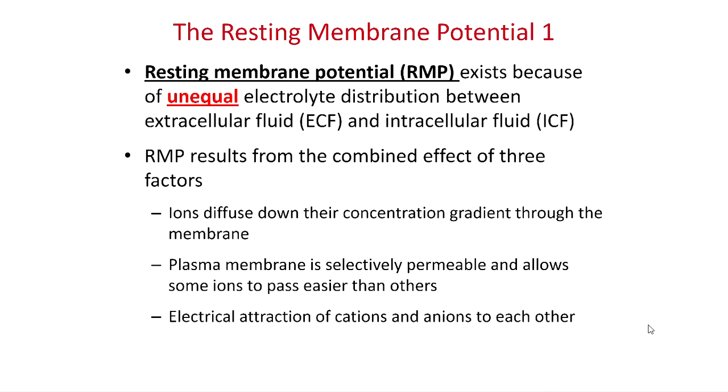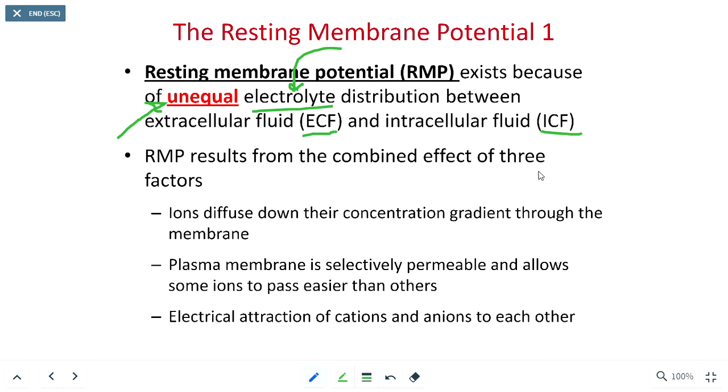So let's talk about the resting membrane potential in more detail. The resting membrane potential exists because we have an unequal concentration, an unequal amount of electrolytes. Those electrolytes are dissolved salts, and I don't mean table salt, I mean dissolved ions. So sodium chloride, potassium chloride, magnesium chloride, lots of chloride-based salts are out there in our bodies. And these dissolved salts are going to be distributed unevenly in the extracellular and intracellular fluid.